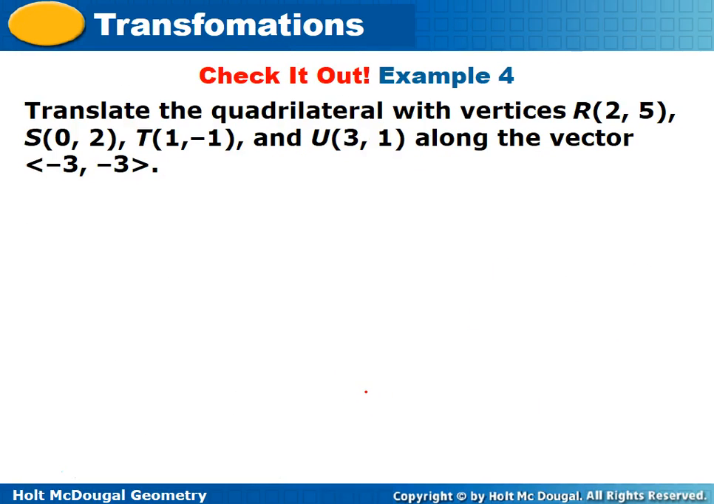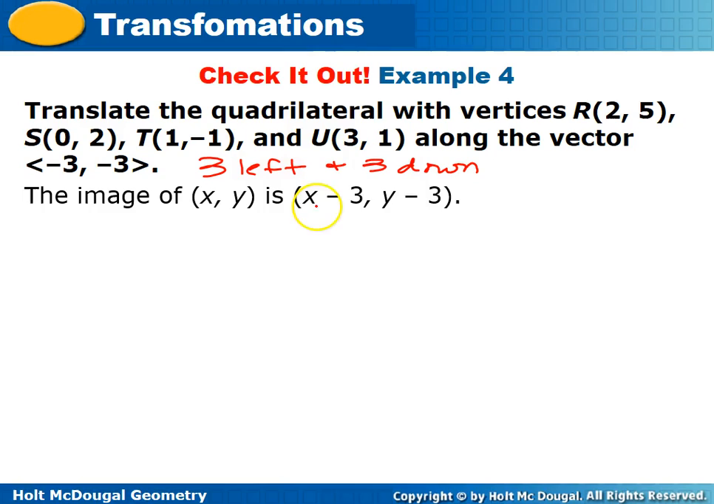So here's our final problem. Translate the quadrilateral with the vertices 2, 5, 0, 2, and 1, -1, and 3, 1 along the vector -3, -3. So again, let's talk about what this -3, -3 means. So it means we're moving 3 to the left and 3 down. So we could plot our points first, or we can actually write our statement and then do the math. So we're going to subtract 3 from both our x value and our y value this time. And again, this is our rule.